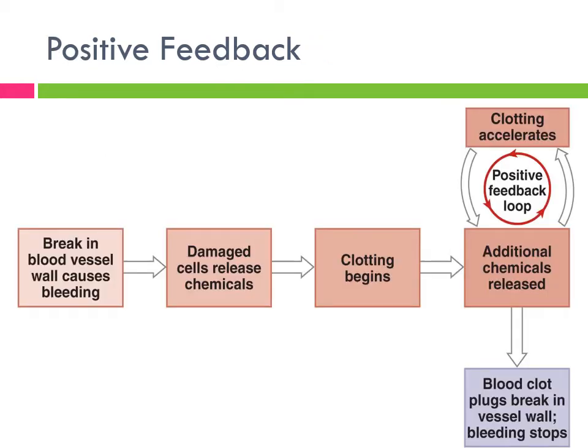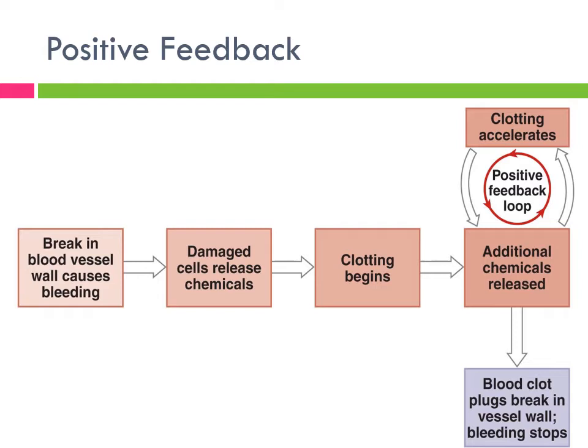Positive feedback is the opposite. In positive feedback, we are creating more of the original stimulus. So blood clotting is an example. We have a break in a blood vessel wall, which causes bleeding. Those damaged cells from the broken vessel release chemicals, and those chemicals start to clot the blood. Additional chemicals continue to be released, creating a positive feedback loop, accelerating this blood clotting process.